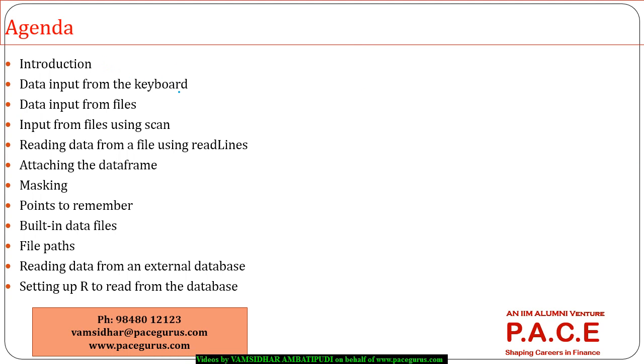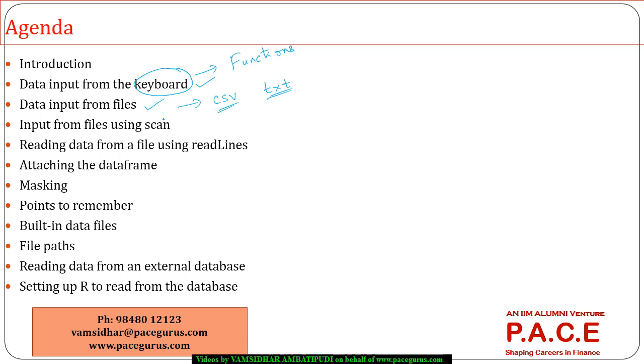So getting in, we would try to see how do I get the data from the keyboard, what are the different kinds of functions that I can use where I can get the data from the keyboard into R. If I want to get the data into R from different files, let's say a CSV file, or even a text file, how do I get that data into R? So that is one more aspect that we are looking at.